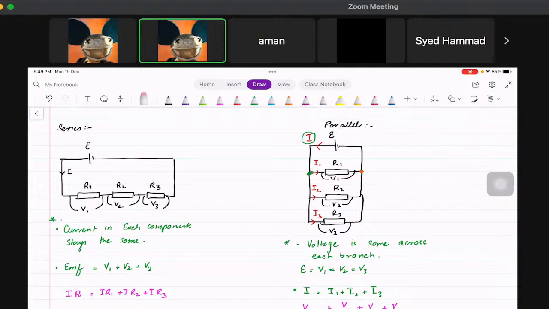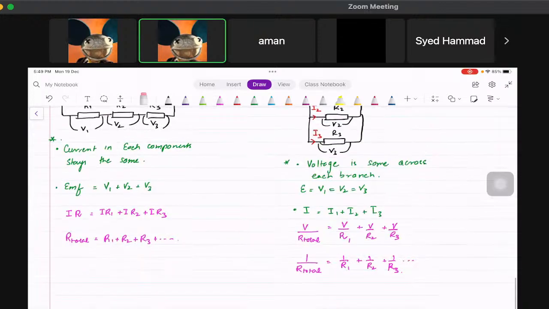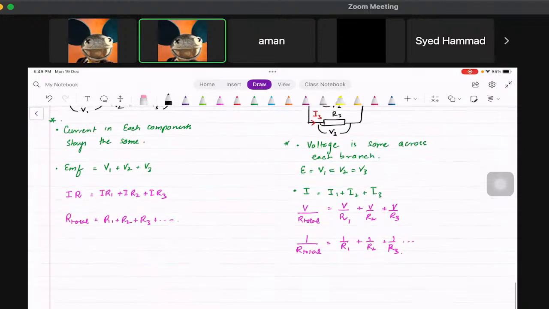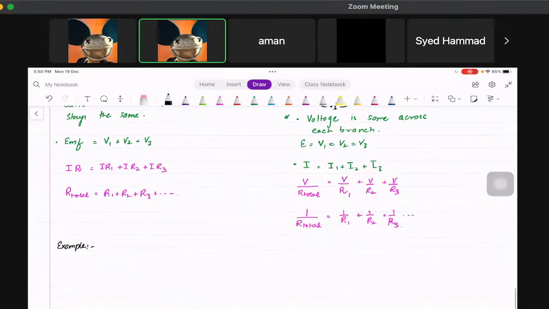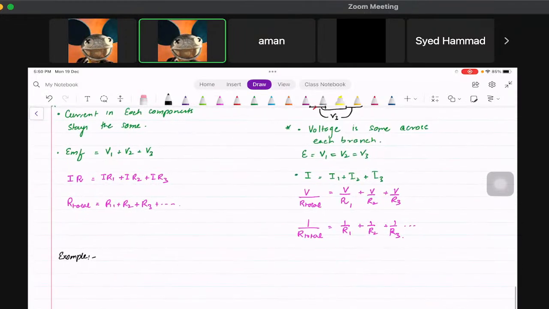Alright. Now let's try and solve a question. This is the same as O levels that we've already done. For example, a circuit is given to you like this. In 10 minutes when the link expires, you need to rejoin, please.